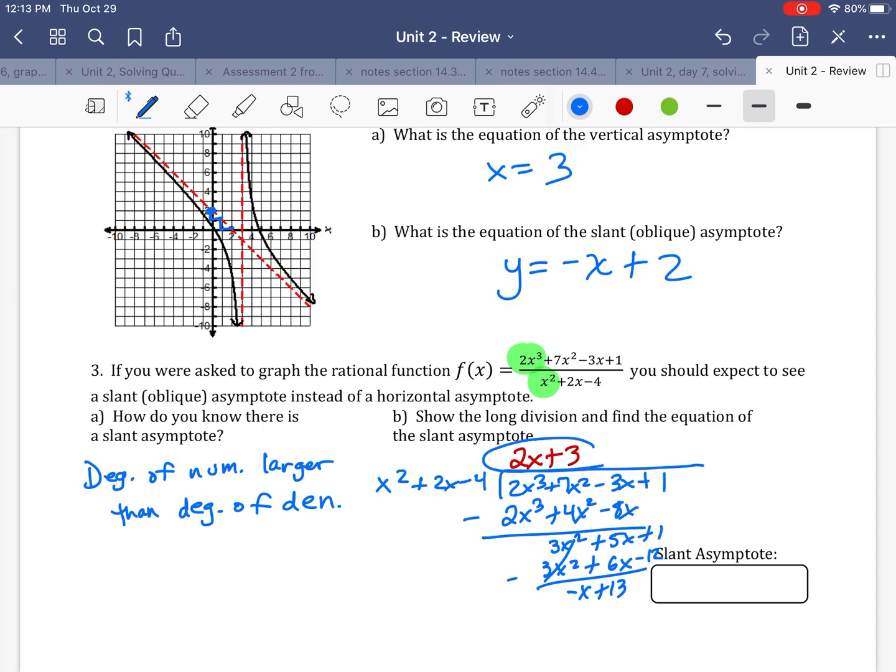So I basically have found my slant asymptote. My slant asymptote is y equals 2x plus 3. That would be that line.